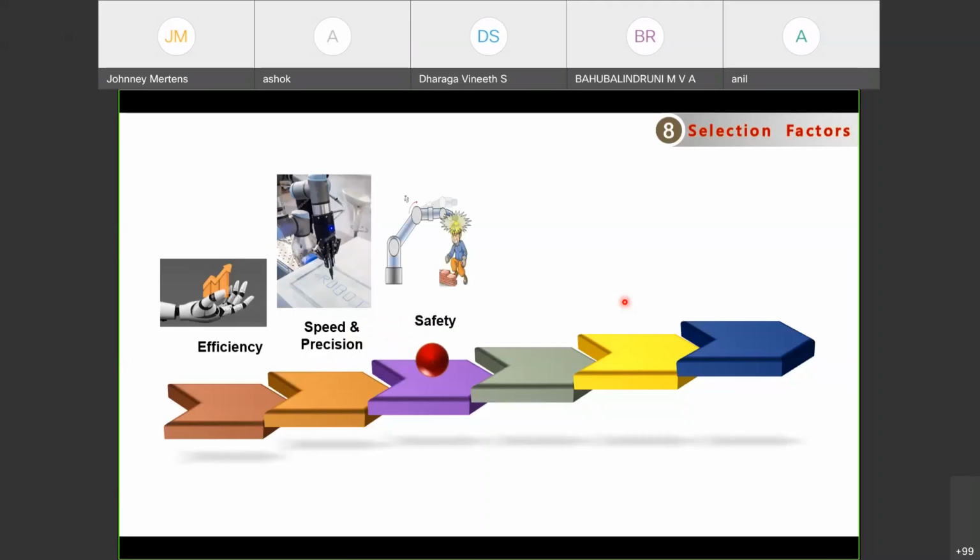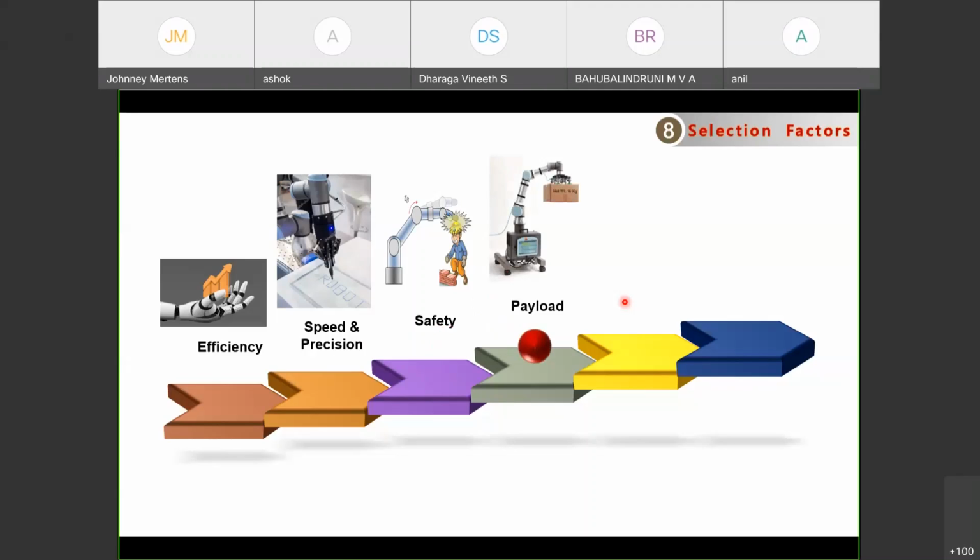Then the next one is safety. Almost now, collaborative robots are happening in Industrial Revolution 4.0. But even though, some industries use normal robotic systems for the assembly unit, and in such cases, proper safety arrangements like fences have to be given, and the size that will be occupied by these robotic systems also has to be taken care of by the safety aspect.